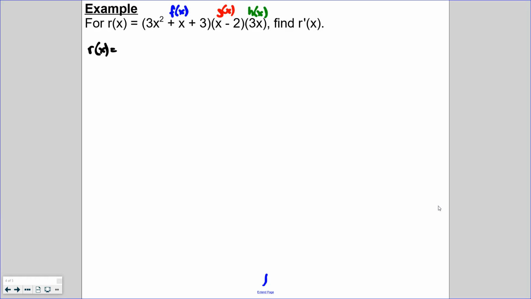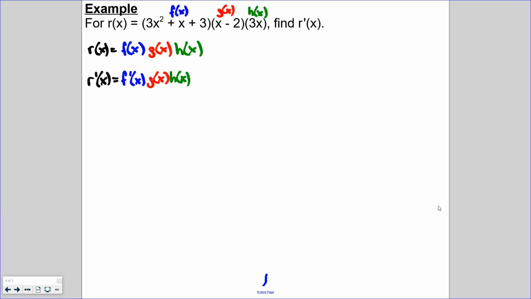So we can rewrite r as being f of x times g of x times h of x. And then we know from the previous screen with our formula that we're just going to take the derivative of each piece while leaving the other two pieces alone. So let's go ahead and do that. r prime of x is going to be f prime of x times the other two, which is g of x times h of x.